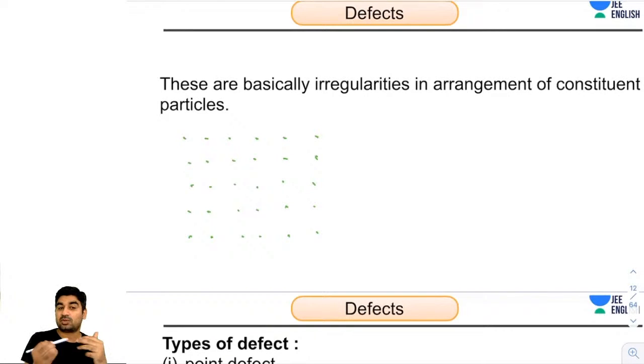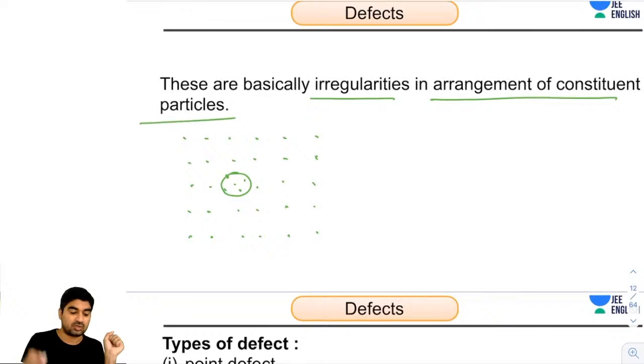So what do you mean by irregularities? Suppose there are some irregularities, like you can observe here. Except this point, everywhere it is uniform, but along this point, some extra atoms or some extra ions are there. Then I will call it a defect. So this is an irregularity. These are basically irregularities in the arrangement of constituent particles. So note it down, guys. If you don't have a copy and pen, you are wasting your time. You should have a copy and pen with you. If this defect is there, except this point, everywhere the structure is the same, I will call it not perfect, and this crystal is having a defect.